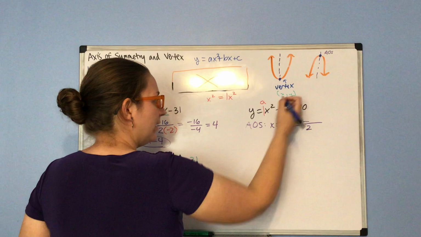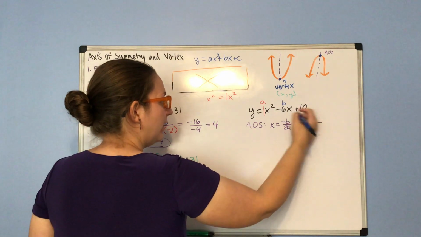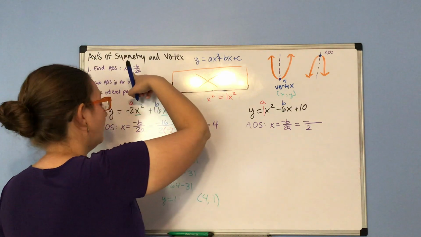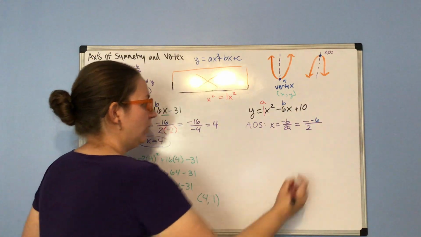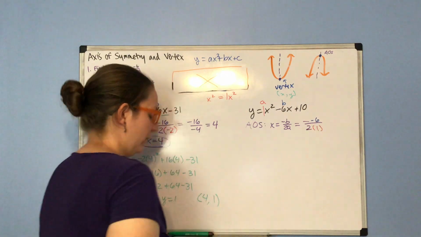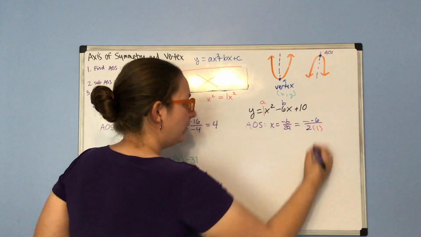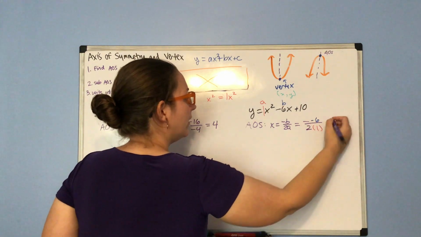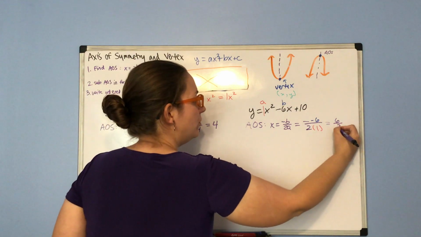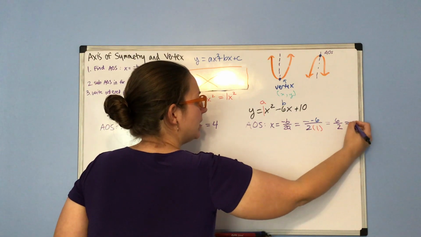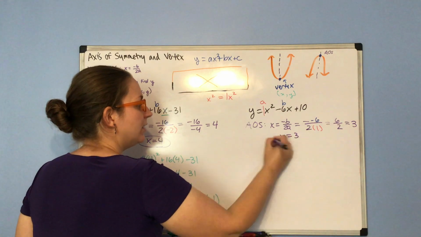My b is a negative 6. So plugging things in, I'm going to have negative, because I have a negative as part of my formula. Negative 6 is b over 2 times 1. Simplifying that as much as we can. Negative negative 6 is the same as positive 6. 2 times 1 is 2. 6 divided by 2 is 3. So my axis of symmetry is x equals 3.